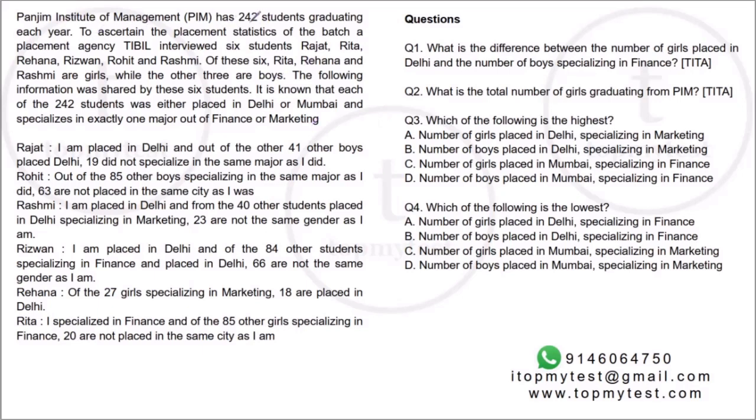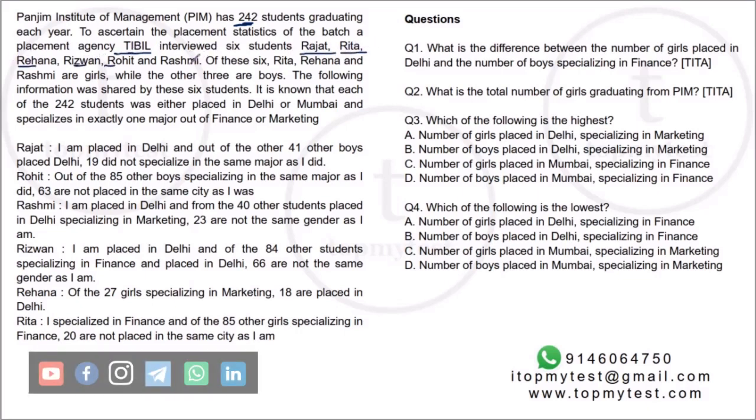Panjim Institute of Management has 242 students graduating each year. To ascertain the placement statistics of the batch, a placement agency, TIBIL, interviewed 6 students: Rajat, Rita, Rehana, Rizwan, Rohit, Rashmi. Of these 6, Rita, Rehana and Rashmi are girls while the other 3 are boys. So there are 242 students and there are some boys and girls. The following information was shared by these 6 students.